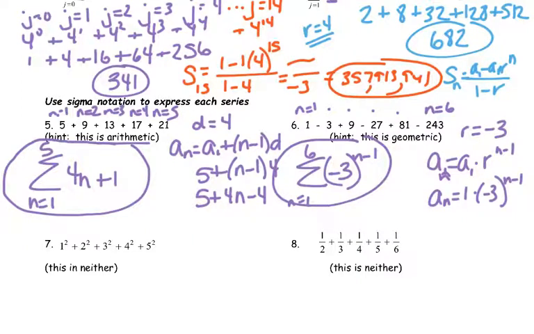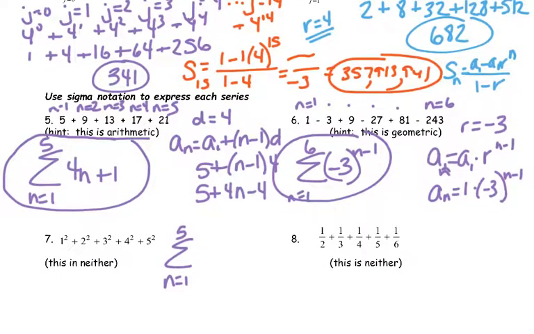These neither ones stress people out sometimes because there's no formula. It's not arithmetic, it's not geometric, but I can just look at it, can't you? And say if n goes to 1, it's 1 squared. If n is 2, it's 2 squared. Then it's 3 squared. Then it's 4 squared. Then it's 5 squared. So it must be n squared as the rule.